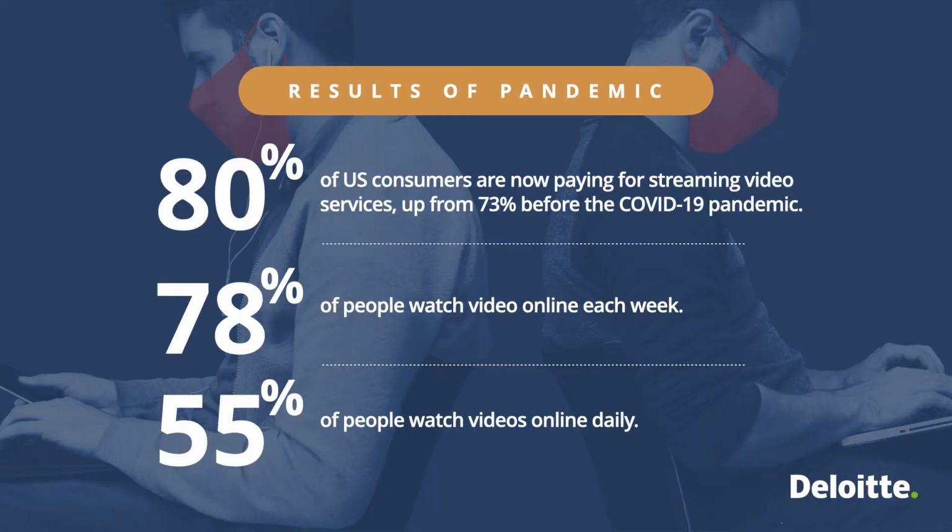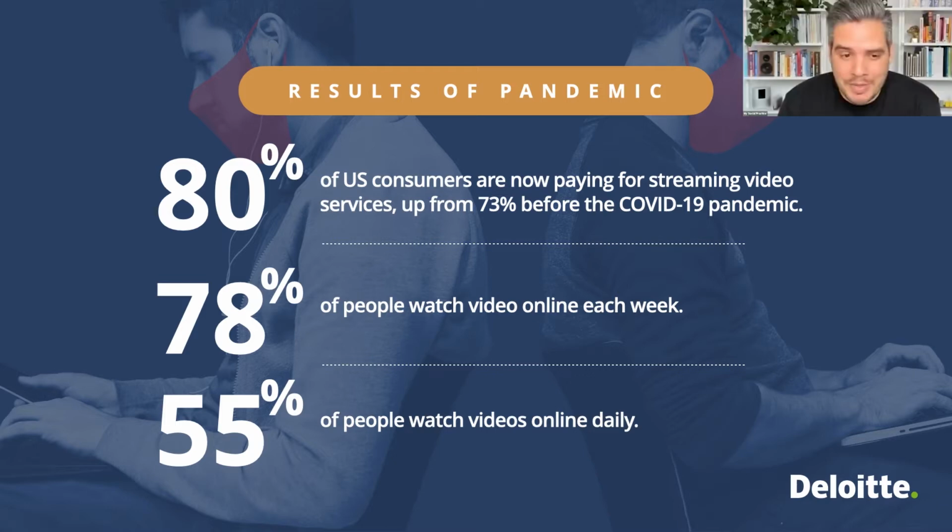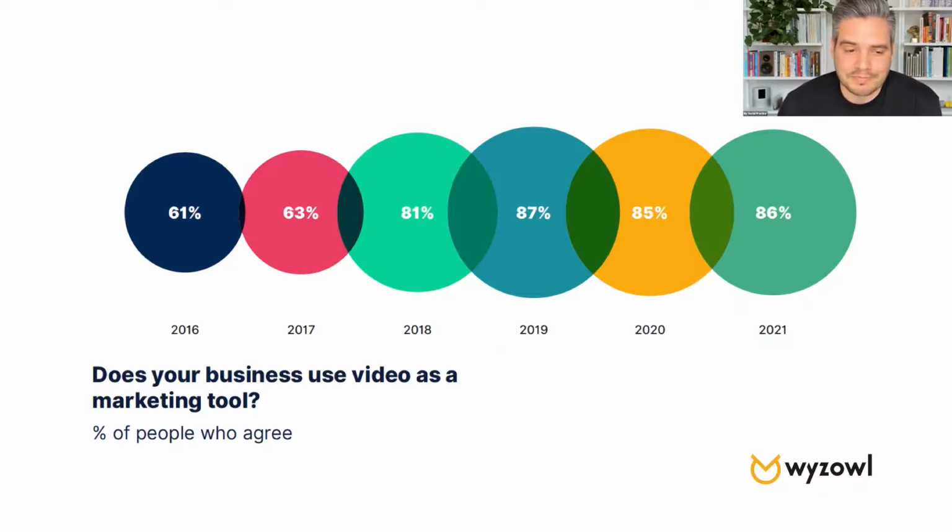Some results of people watching videos as a result of the pandemic. 80% of US consumers are now paying for streaming video services. That's up from 73% before the COVID-19 pandemic. Also, 78% of people watch video online each week, and 55% of people watch videos online daily. So it's crazy what this pandemic has done as people are in their homes more, spending time online, on social media, and consuming video content.